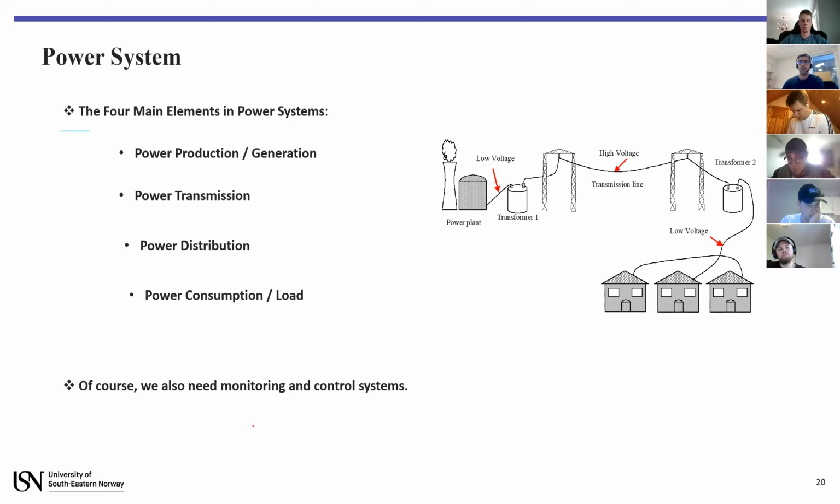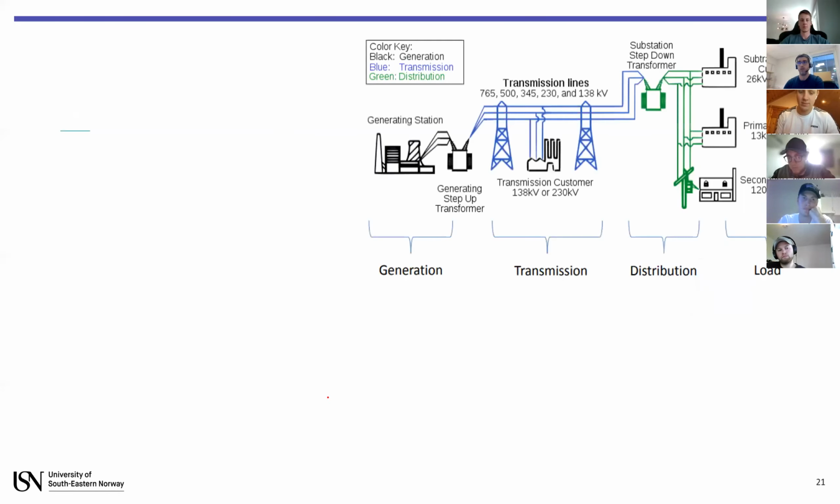But of course, we need monitoring and a control system in the power system. So the power system is very complicated, and if you want to control it, you need monitoring as well. So this figure can better show you the different sections: generation, transmission, distribution, and the load.